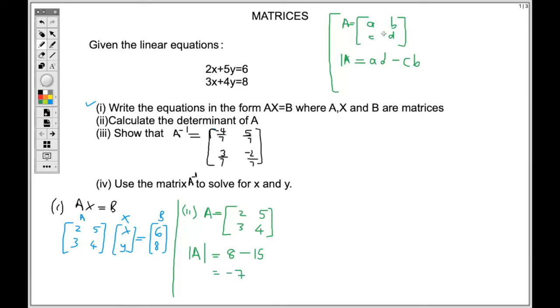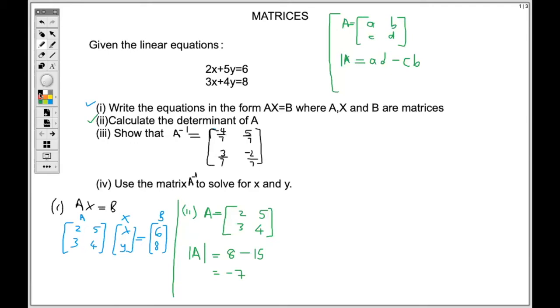So once again, I do AD minus B times C, which is CB. And it's the same thing I did here, 2 times 4, that gives me 8, minus 3 times 5, that gives me 15, and 8 minus 15 gives us the determinant negative 7.